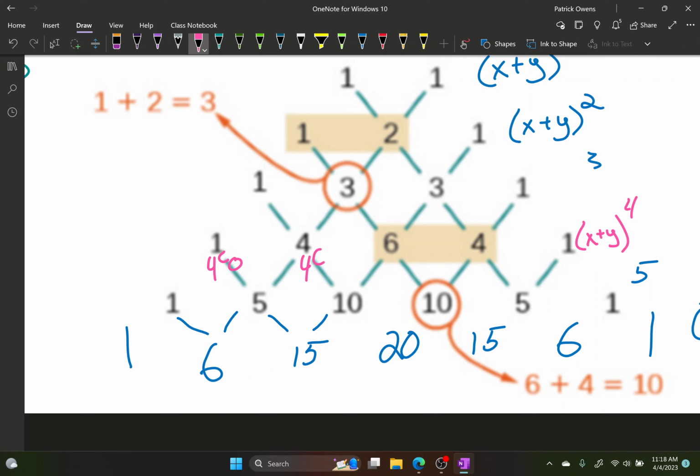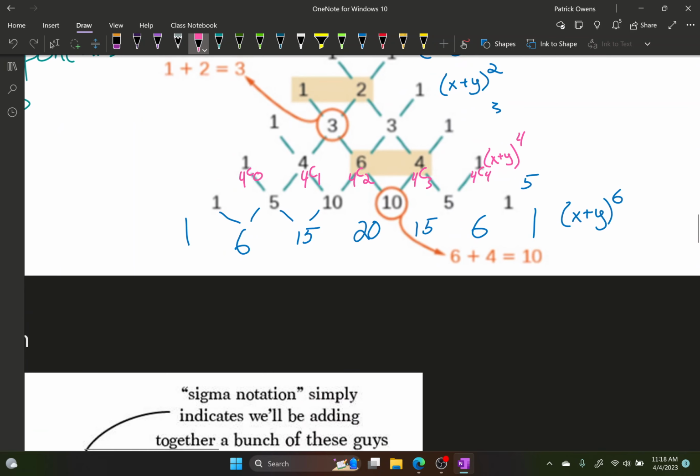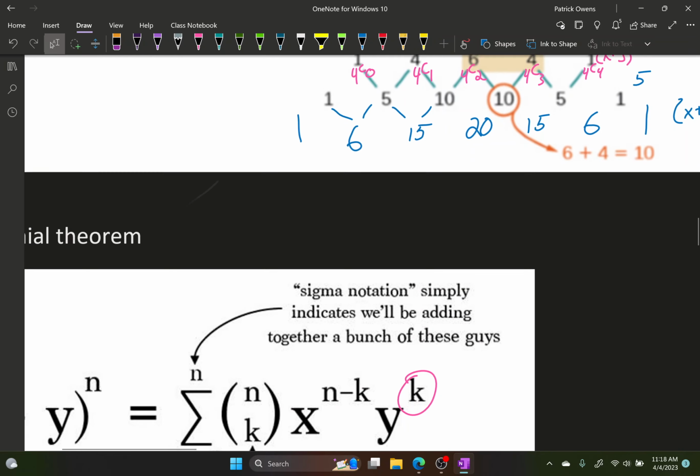Then you've got 4c1. There's 4 different ways that you can choose one of the group of 4. This is 4c2. There are 6 options. We've got 4c3. There are 4 options. And then 4c4, there's only one option. Again, only one way to pick all 4 of those 4 items. So another cool thing about Pascal's triangle is you can use it to find combinations.